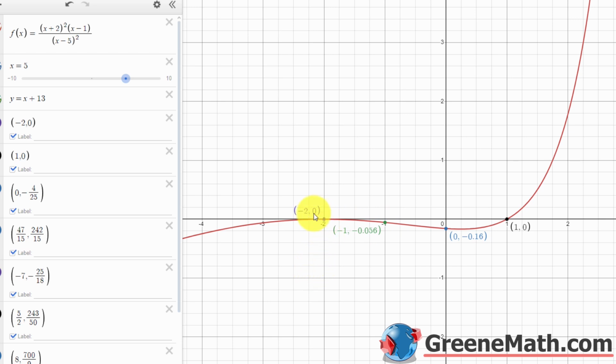So there's no sign change on one side of this guy to the other side of this guy. That's what creates that behavior. So we're coming up. We're going to touch at negative 2 comma 0 and turn around. So we're coming down. And then at 1 comma 0, we're going to cross through the x-axis. Again, super important if you're trying to make at least a somewhat accurate graph.